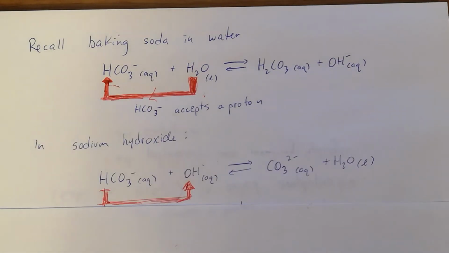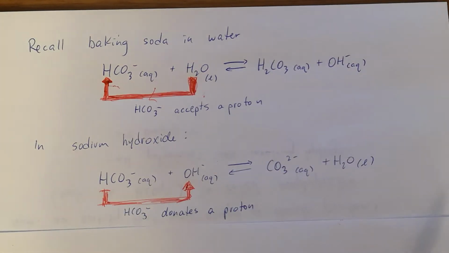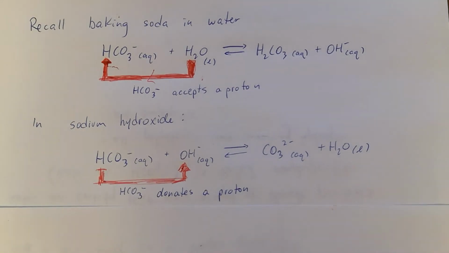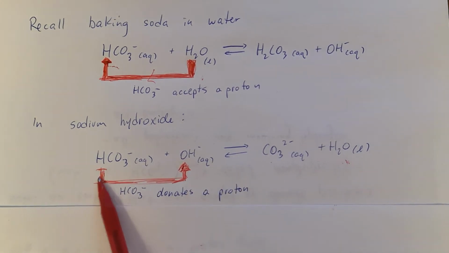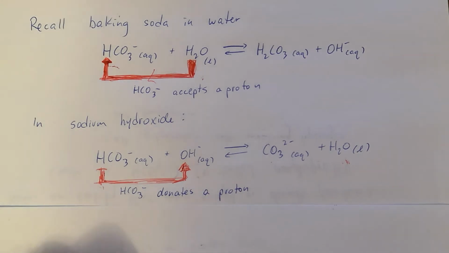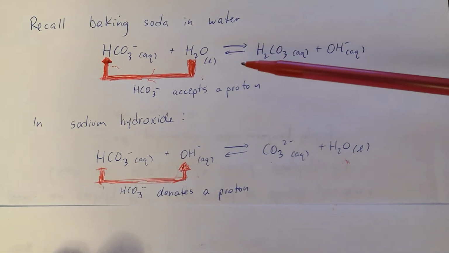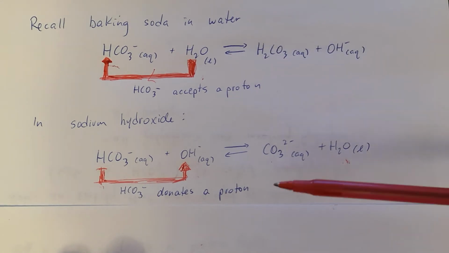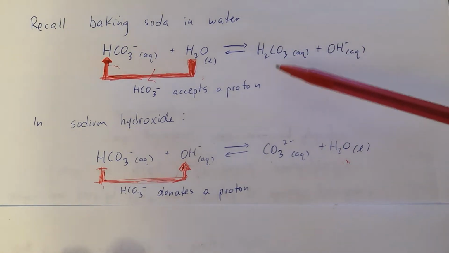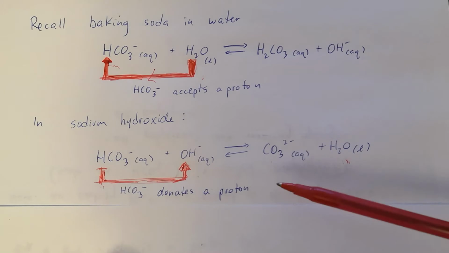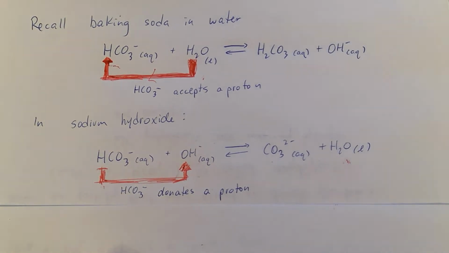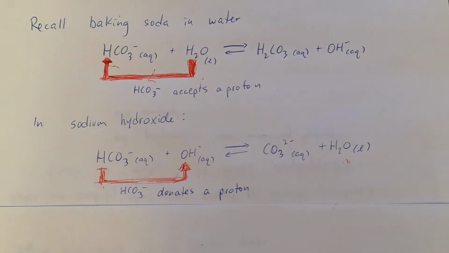Cool. Let's talk about what happens in hydroxide. HCO3 becomes CO3, it loses a hydrogen. The OH picked it up, became H2O. So this H, this proton, left HCO3. So HCO3 can accept or donate. That's why it was acting as a base in this reaction and why it acts as an acid in this reaction. It's all about what's going on with the proton.